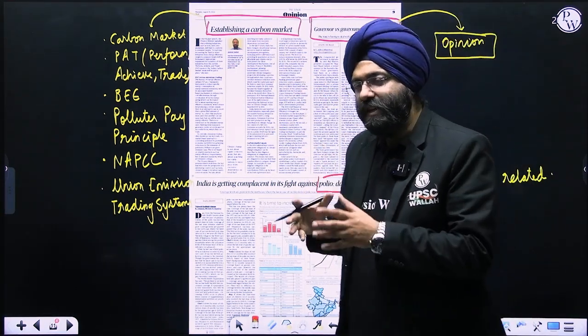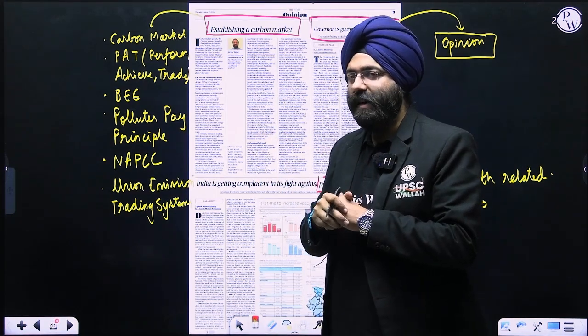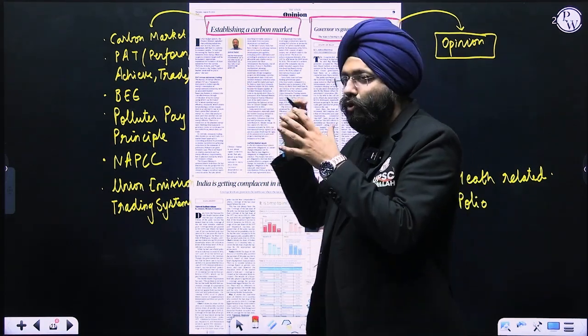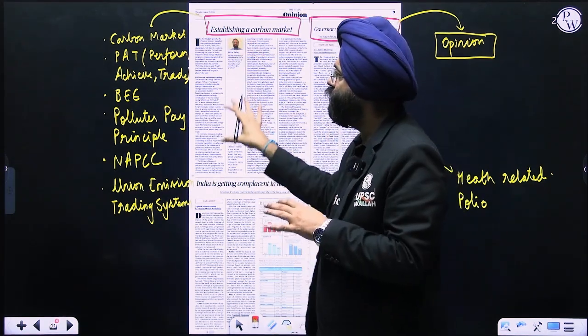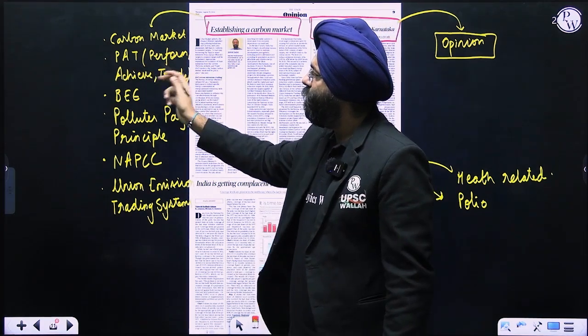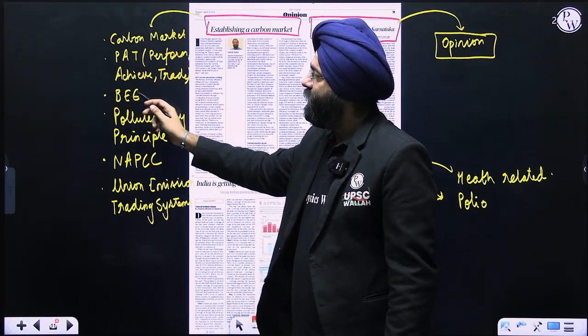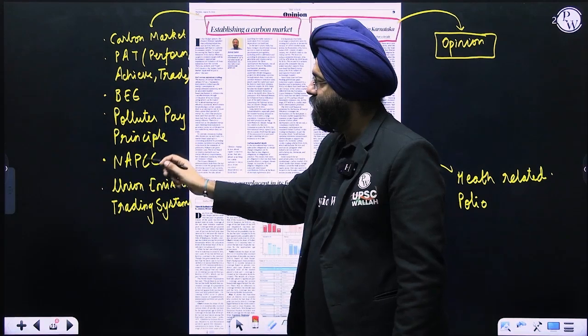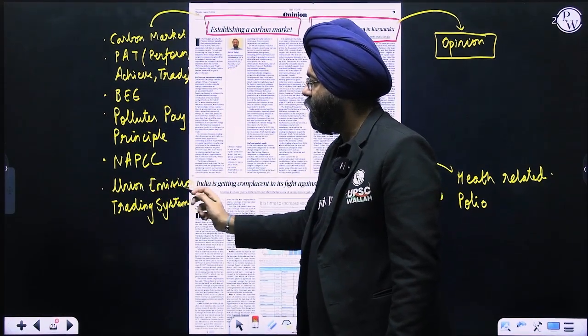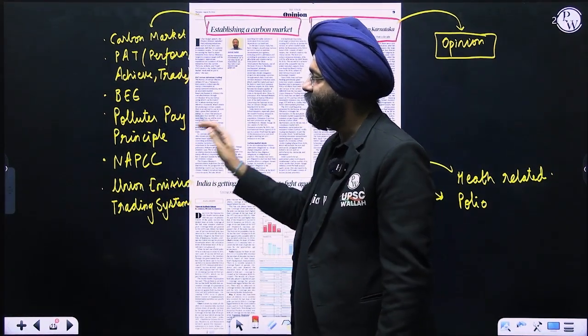Now, obviously this topic will be covered in the monthly magazine, but over here you see the opinions that are there. So what does this teach you? Carbon market, PAT, Perform, Achieve, Trade, Bureau of Energy Efficiency, what it is, polluter pays principle, NAPCC, uniform emission trading system. Now, these are the things that are mentioned here.